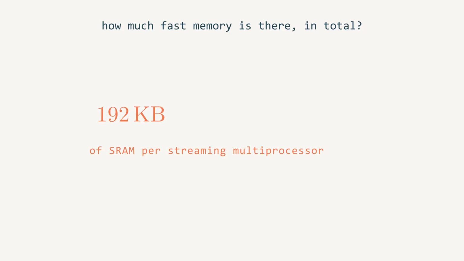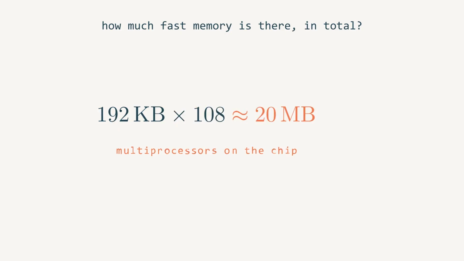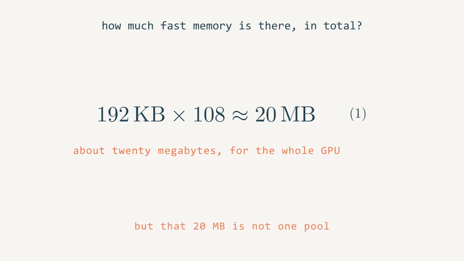One detail, and it's the one most explanations get wrong. That 20 megabytes isn't one pool. It's 192 kilobytes on each of 108 streaming multiprocessors. Multiply it out, and you get your 20 megabytes, but no single piece of work sees all of it. A block of work gets something on the order of 100 kilobytes. 100 kilobytes is the real budget. Hold onto that number. It's what sets the tile size later.